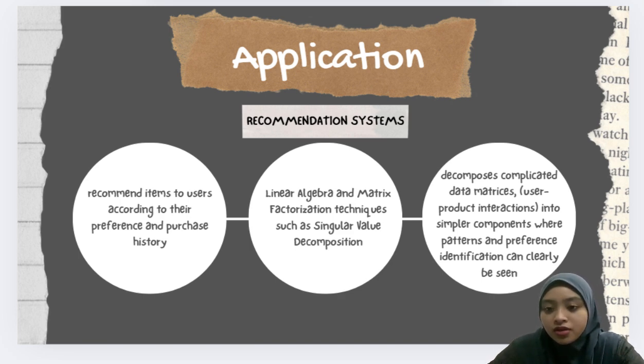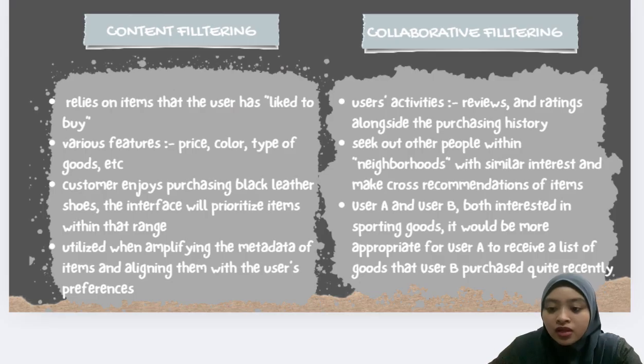Online shopping recommendation systems recommend items to users according to their preference and purchase history. Recommendation systems employ algorithms developed based on linear algebra and matrix factorization techniques such as singular value decomposition. SVD decomposes complicated data matrices such as user-product interaction into simpler components where patterns and preference identification can clearly be seen. The system can be chiefly categorized into two, which is content filtering and collaborative filtering.